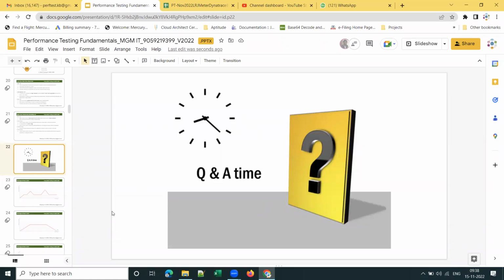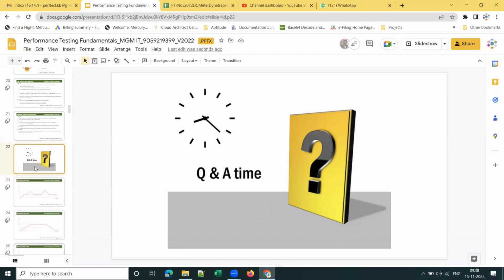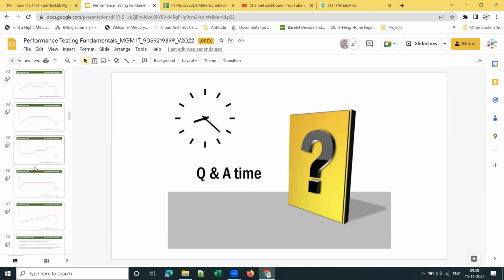Sir, based on the project requirement, generally, mainly all the projects in the majority will be doing the load testing and failover testing, sir. Load testing and soak testing. Soak testing, okay. So the remaining things, only when it is required, we are going to do based on the requirement.